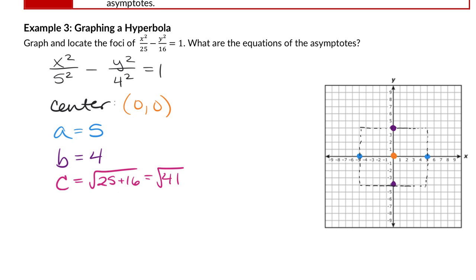Now, our asymptotes are going to be the rise and the run that gets you from the center point to the corner of this box. If I go from the center to the corner of this box, what is the rise? What's the run? So my asymptotes here are going to be y equals plus and minus, rise of 4, run of 5. That's what you guys just told me, right?